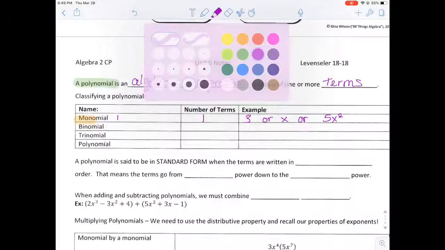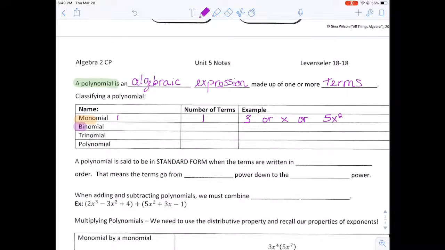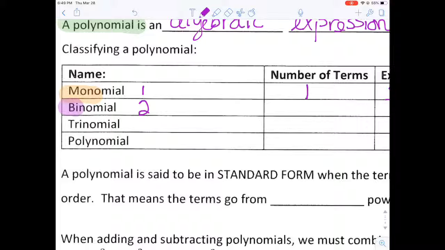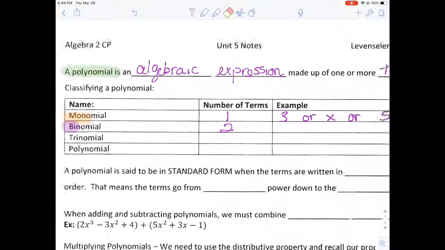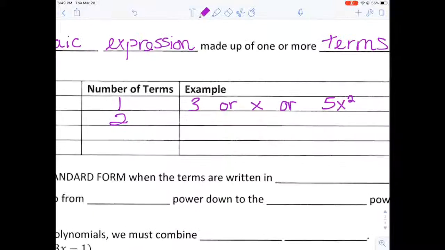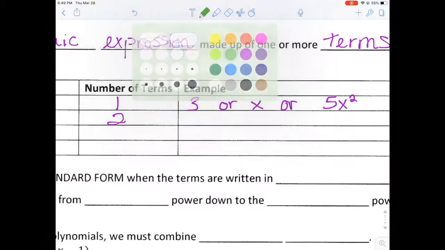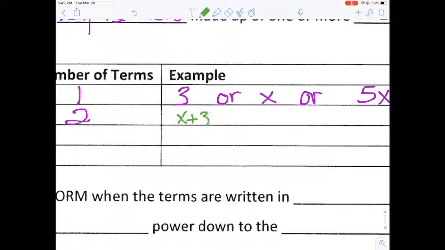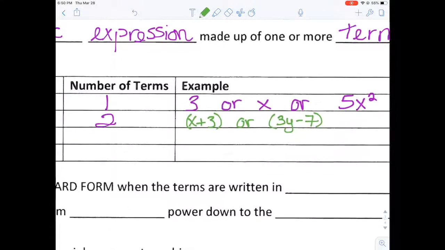Next we come to a binomial. Well, the prefix bi is representative of the number 2, so that means we have two terms. So that would be anything that has two terms that are not like terms. They can't actually be added together. So x plus 3, that expression, is a binomial. I'm putting parentheses around it just to show that that's a group. You might have 3y minus 7. Those aren't like terms. That's as far as they could be combined, so that would also be a binomial.